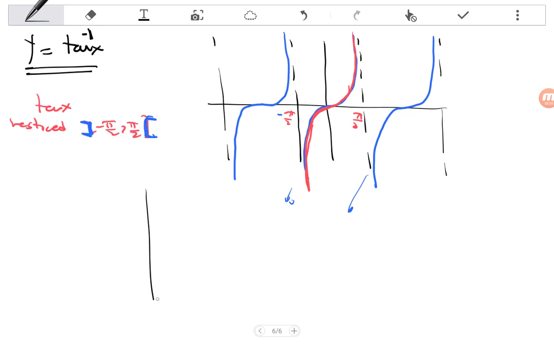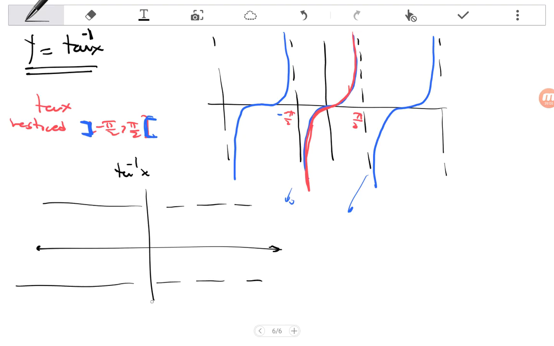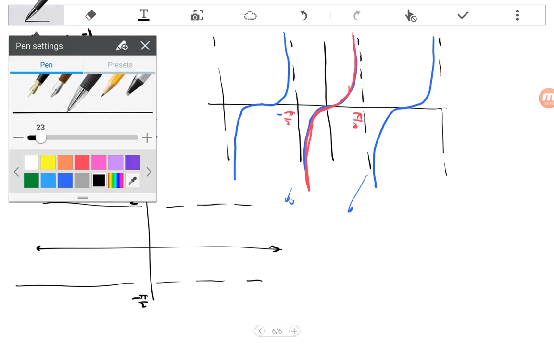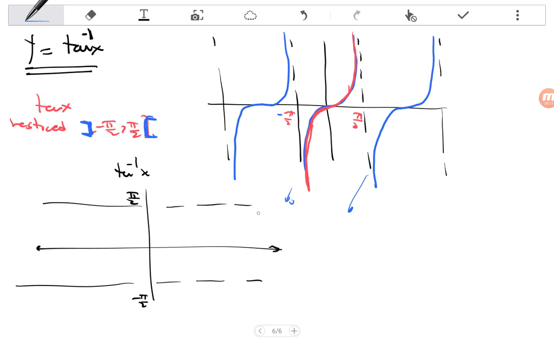So for the inverse function, let's graph the tan inverse. Instead of vertical asymptotes, we will have horizontal asymptotes. So these are from negative pi over 2 to pi over 2. And the function will just be like this. That is tan inverse x.